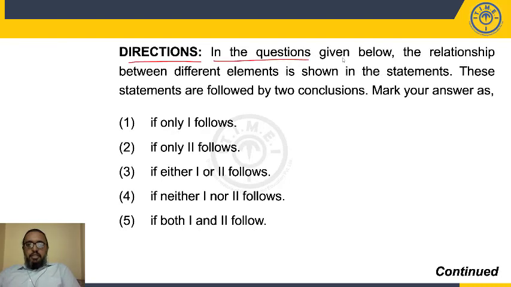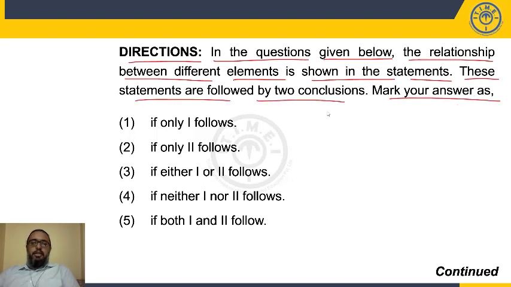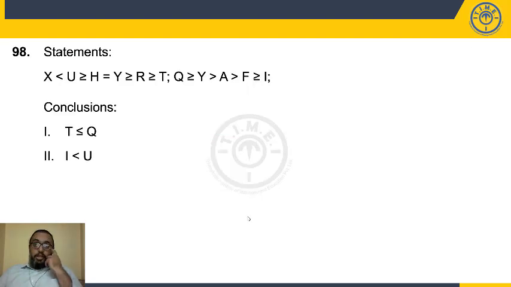Directions. In the questions given below, the relationship between different elements is shown in the statements. These statements are followed by 2 conclusions. Mark your answer as 1 if only 1 follows, 2 if only 2 follows, 3 if either 1 or 2 follows, 4 if neither 1 or 2 follows, 5 if both 1 and 2 follow. Okay. So we have symbols and notations.